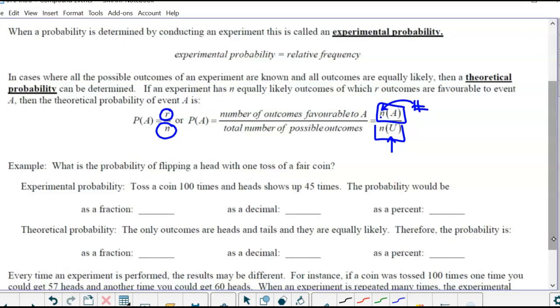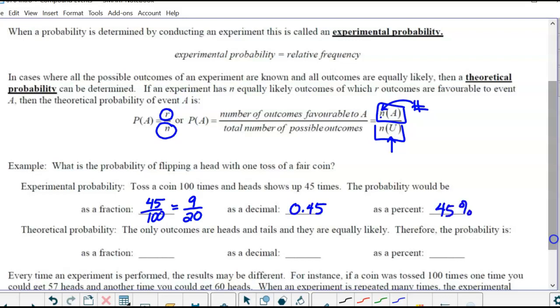Okay, so an example in this case, what is the probability of flipping a head with one toss of a fair coin? Experimental probability, so that would be you do an experiment. You toss a coin 100 times and heads show up 45 times. So the probability as a fraction would be 45 over 100, which reduces to 9 over 20. As a decimal, 0.45. As a percent, 45%.